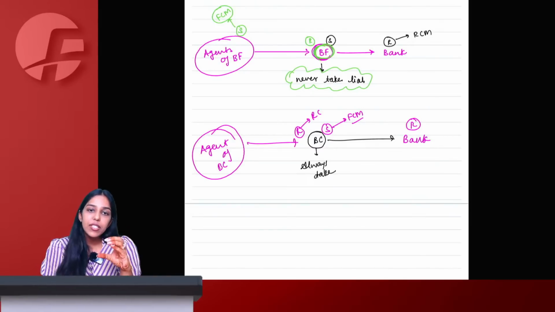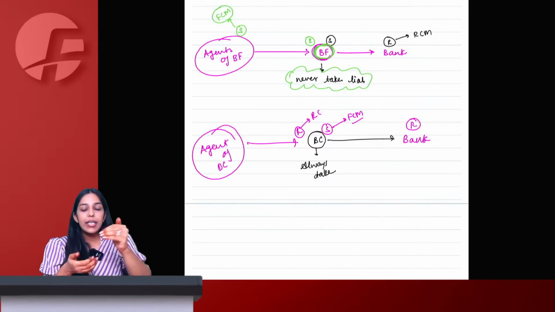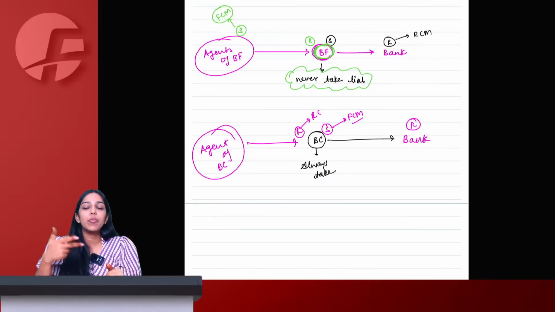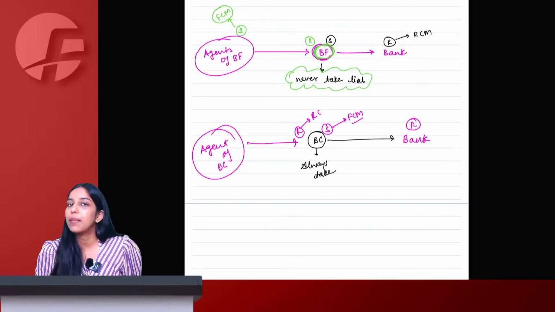So whenever the BF is the supplier, RCM; when the BF is the recipient, FCM. In case of the business correspondent, it is going to be exactly opposite. Do you remember this thing with me? Yes or no? And please remember this golden tip from me.